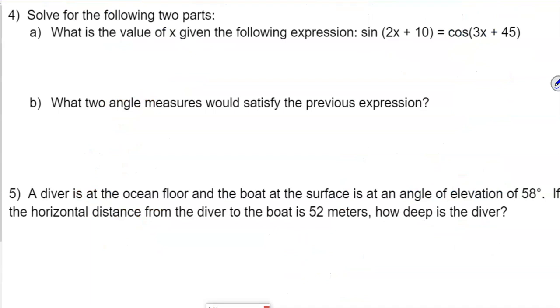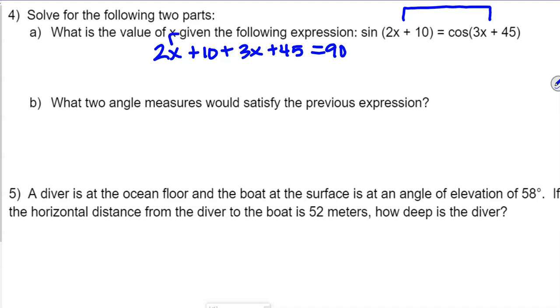All right, the next one says solve for the following two parts. What is the value of x given the following expression? The sine of 2x plus 10 equals the cosine of 3x plus 45. What we need to know is that when we combine these two angles, they equal 90, okay? So to solve this problem, we're going to go 2x plus 10 plus 3x plus 45, and that's going to be equal to 90.